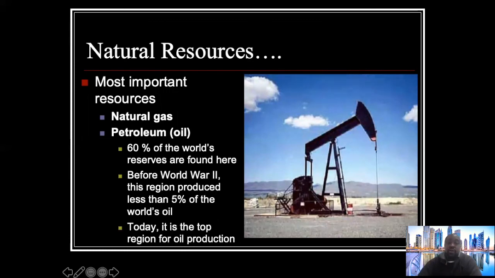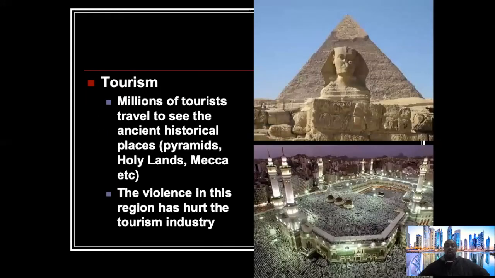60% of the world's reserves are found in the Middle East. So before World War II, this region produced less than 5% of the world's oil. Today, it is at the top of that list. So the one thing I want you to take from the slides, remember that oil is very important in the Middle East. So in the Middle East, tourism used to be huge.